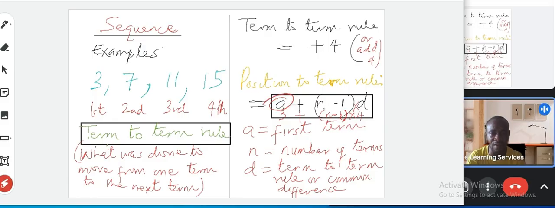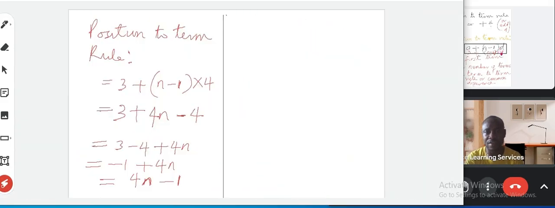Okay, so like this question, we just substituted. The first term is 3, isn't it? The common difference is positive 4, which is d. So that's why we wrote times 4, times d.